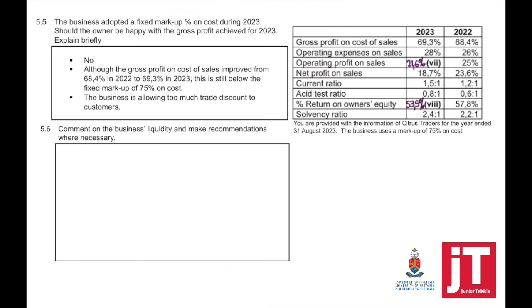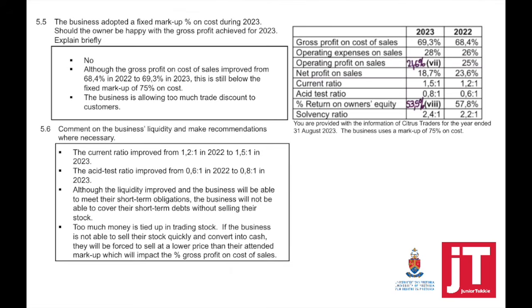If we look at 5.6, comment on the business liquidity and make recommendations where necessary. When we're looking at liquidity, we're looking at the current ratio and the acid test ratio. So number 1, quote the figures. Say the current ratio improved from 1.2 to 1 to 1.5 to 1 in 2023. The acid test ratio improved from 0.6 to 1 in 2022 to 0.8 to 1 in 2023. So those are the easy marks to get, by quoting the figures and identifying the trend. Is there an improvement or not? Did it increase or did it decrease?